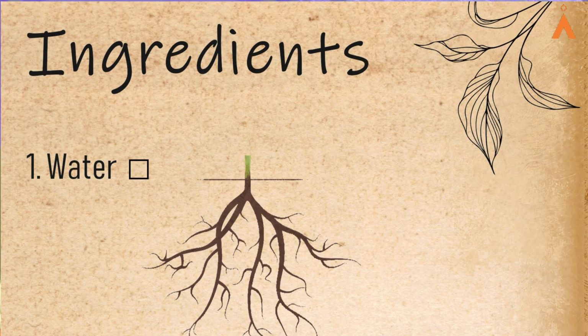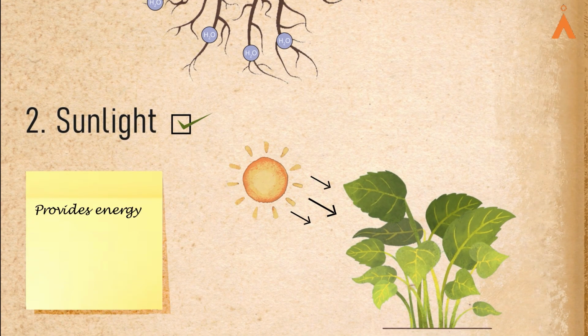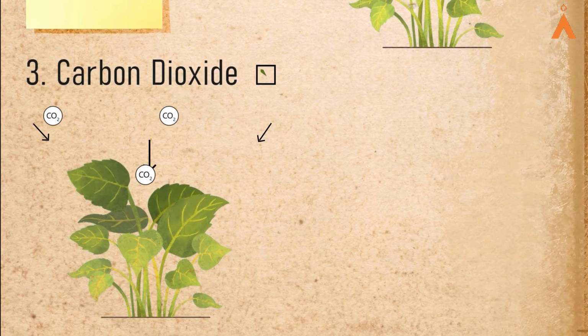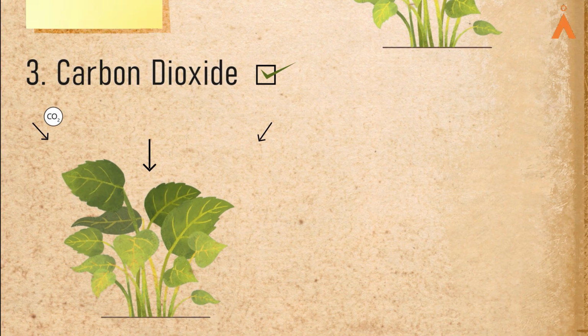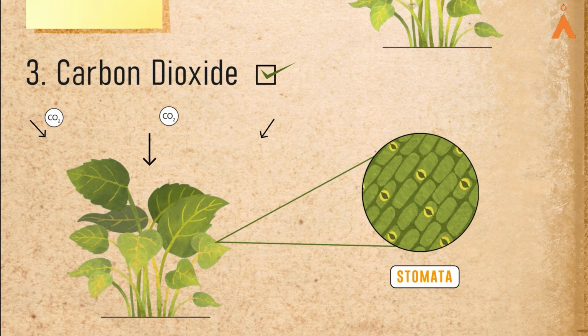1. Water, H2O, one of the foundations of the food, is delivered through the plant's vascular system from the soil. 2. Sunlight. This ingredient provides the energy. 3. Carbon dioxide, CO2, is absorbed from the air through tiny openings called stomata, which are found in the leaf.